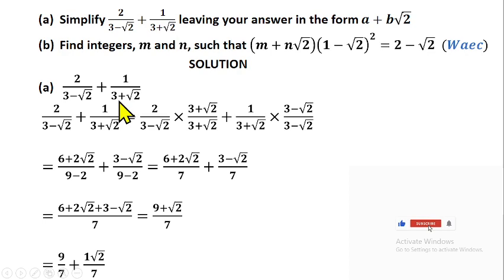That should be 3 minus root 2. You know, you used to multiply up and down as well. That's what you're having here. I hope you are clear. It's very simple. You should be glad. You should be happy. It's very simple.